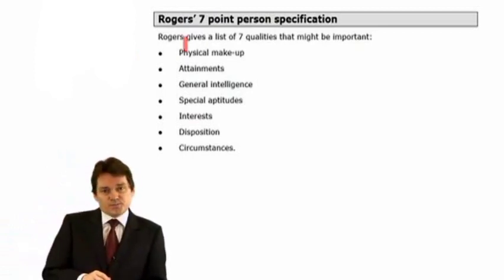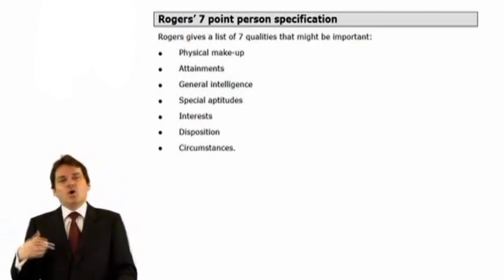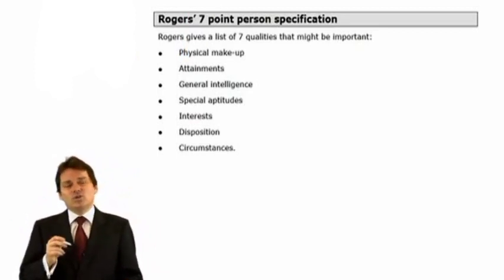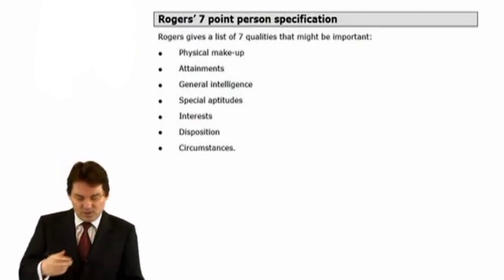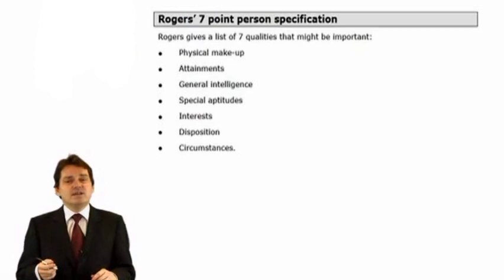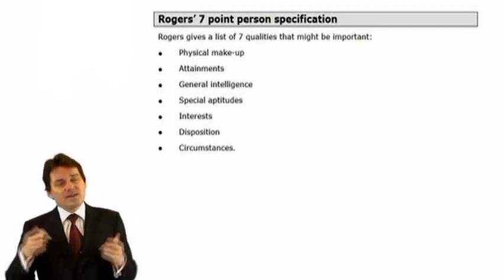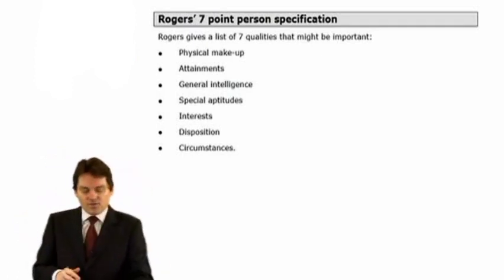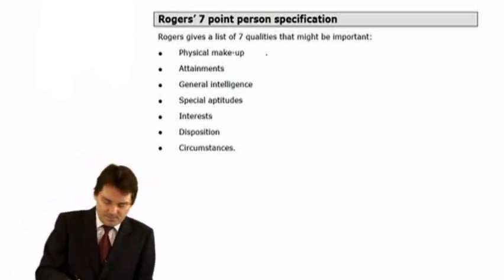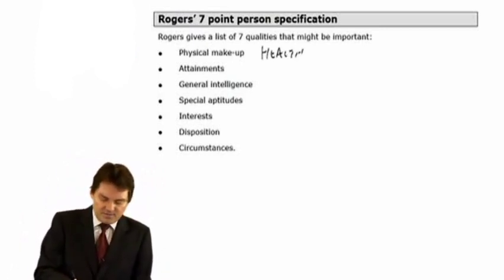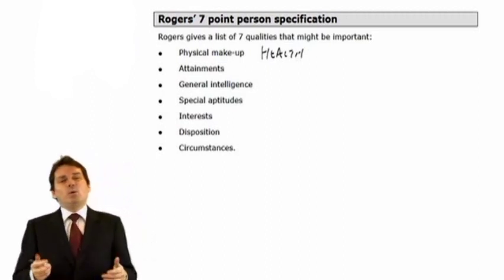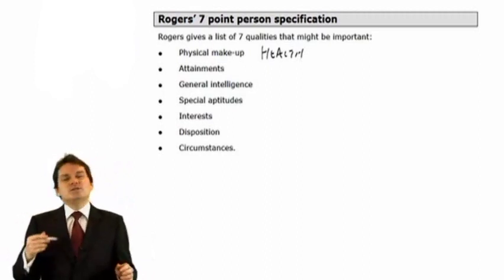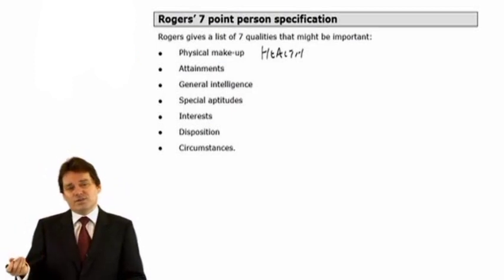So Rogers, who is the first of the writers that we're going to talk about, comes up with 7 different things to look for when you're looking for a personality, when you're looking for a person specification. Some of these will be more important than others, depending on what the job is. So, the things that Rogers comes up with, first of all, things like the physical makeup. He's talking there about things like the person's health. Now, obviously, whatever kind of job we've got, we want somebody who's going to be reasonably healthy. But in some jobs, it is more important than in others.